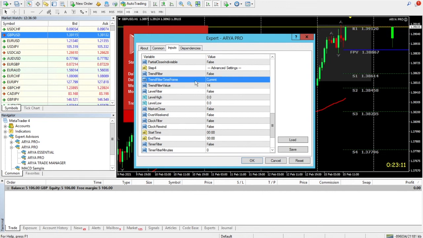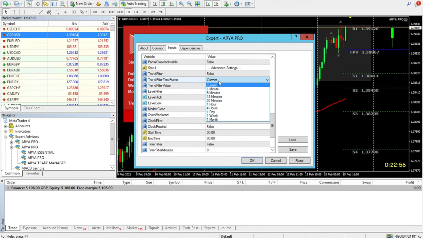The trend filter timeframe is where you can set the time unit you want ARYA to apply the trend filter. For example, if you want to use the pivot point filter and H1 is selected in the trend filter timeframe, ARYA will only take the H1 pivot points into account.